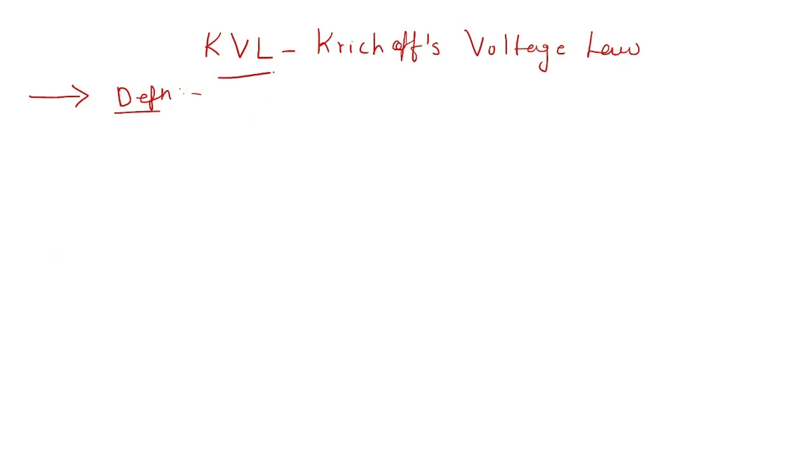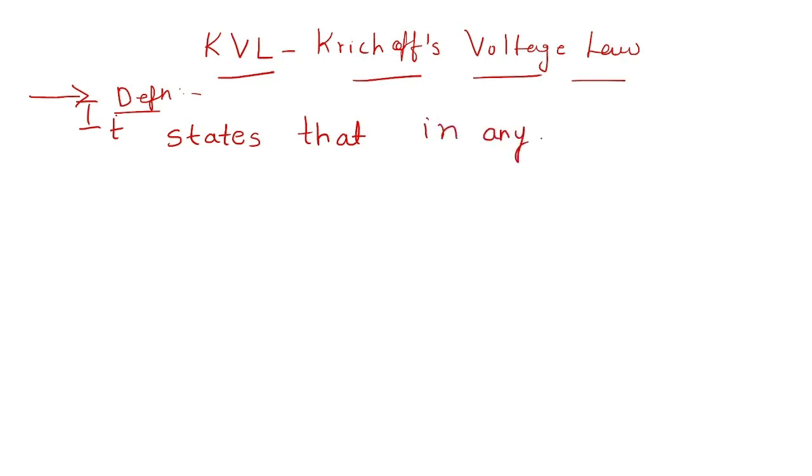The next thing is the KVL, that is Kirchhoff voltage law. That is a basic concept. Let's try to understand what Kirchhoff voltage law is and what its rules are. Kirchhoff voltage law states that in any closed circuit, please pay attention over here, it is applicable only for a closed circuit.